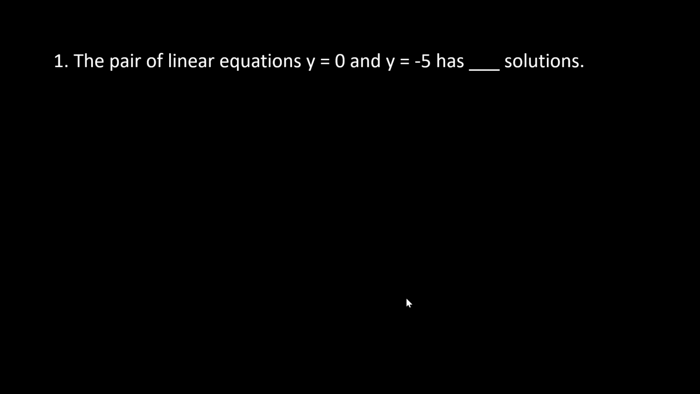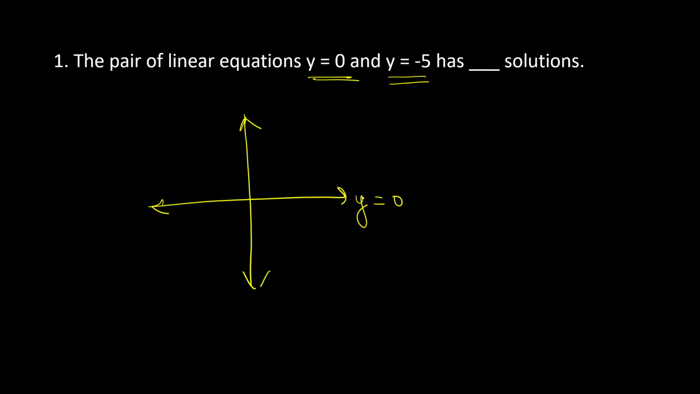The first question says, pair of linear equations y equals 0 and y equals minus 5 has dash solutions. Y is equal to 0 and y is equal to minus 5. If you're going to draw this on the coordinate plane, y equals 0 is going to be the same as the x-axis. This is the line y equals 0. And y equals minus 5 would be somewhere here. This line, which is parallel to y equals 0, would be the line y equals minus 5.